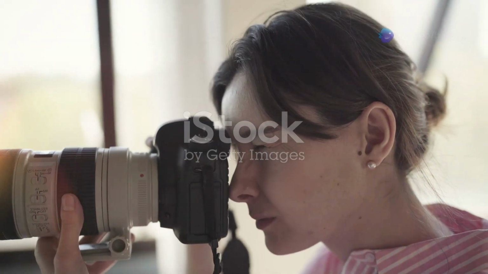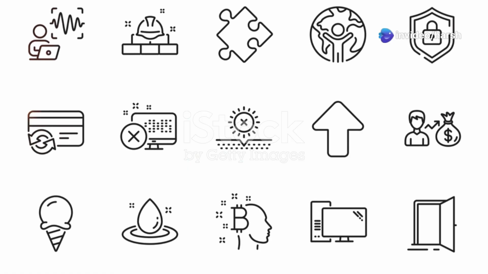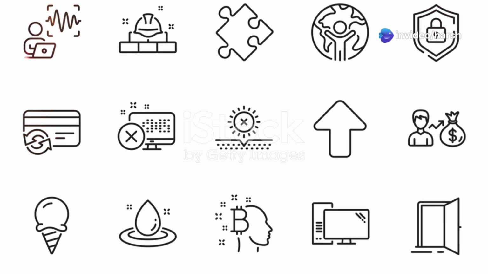Now let's talk about composition. Even with a basic camera, good composition makes a photo look professional. The rule of thirds is simple. Imagine a grid with 9 equal parts. Place your subject at the intersections for a balanced look.